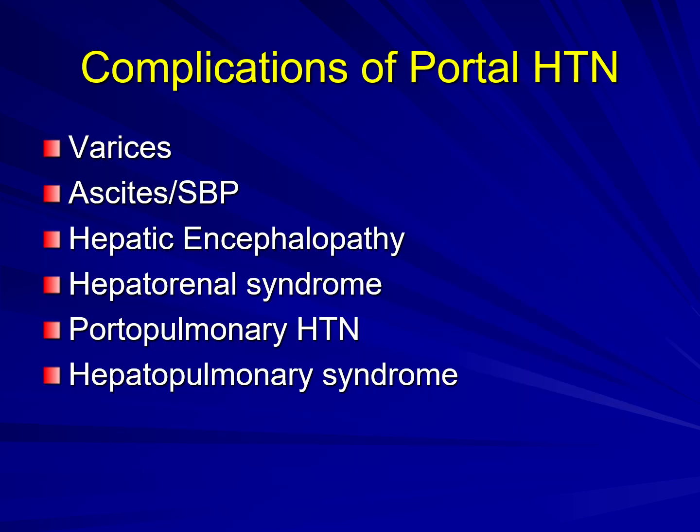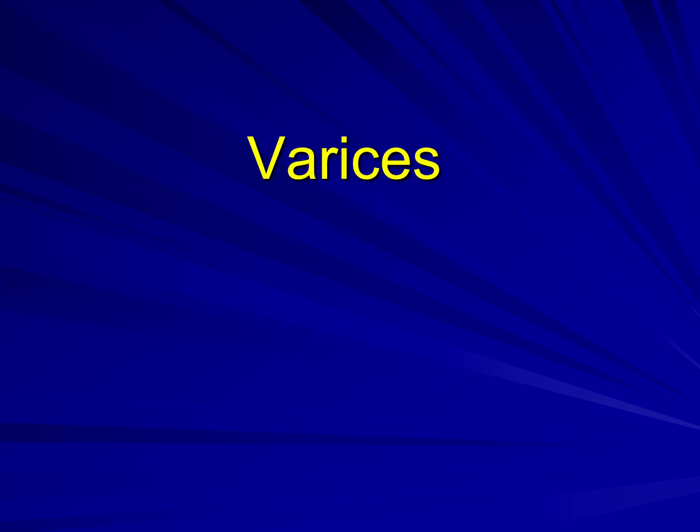So what are the complications of portal hypertension? We have varices, ascites, and when infected, we have spontaneous bacterial peritonitis or SBP, hepatic encephalopathy, hepatorenal syndrome, portopulmonary hypertension, and hepatopulmonary syndrome. These are the most common complications. We're going to start with varices.